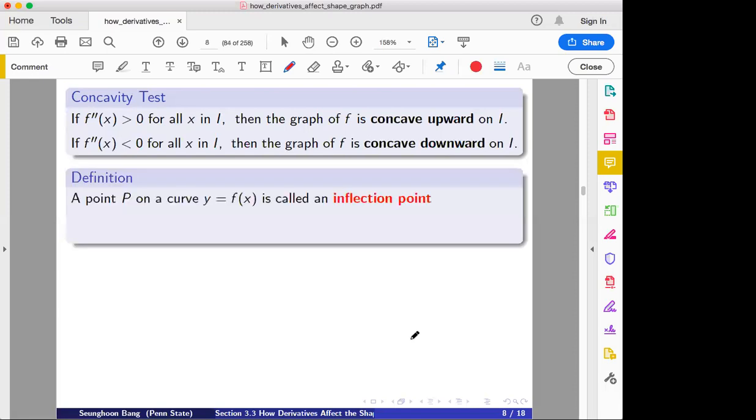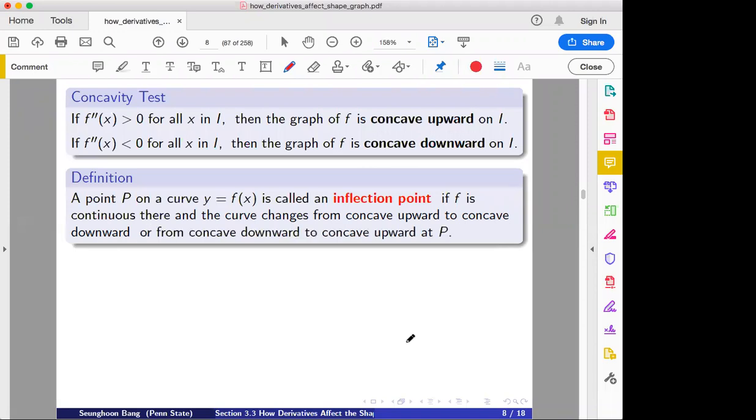So one more definition. A point P on a curve y equals f of x is called an inflection point if f is continuous there and the curve changes from concave upward to concave downward, or from concave downward to concave upward at point P. That we call an inflection point. This is the definition.